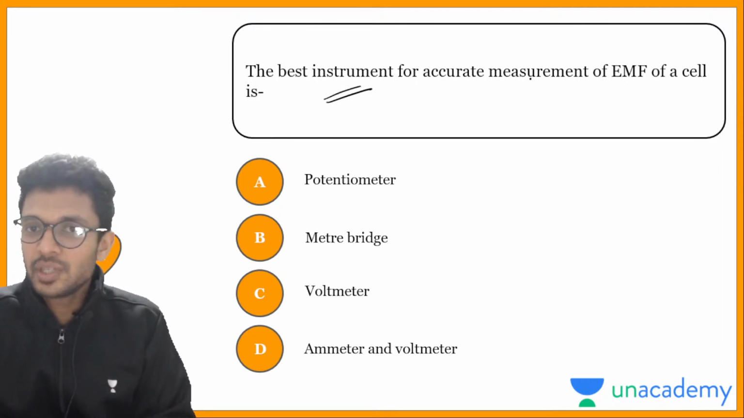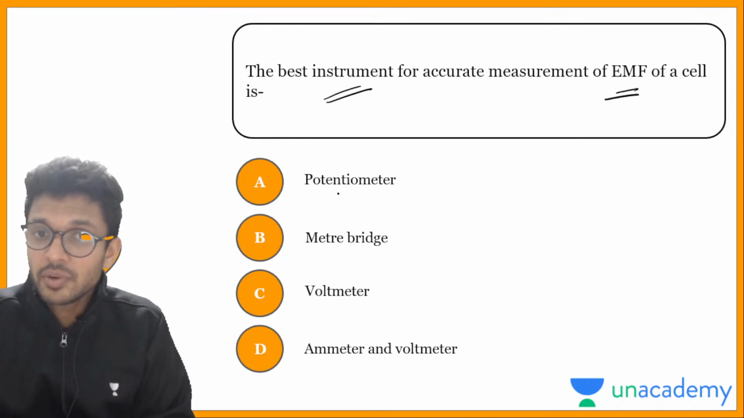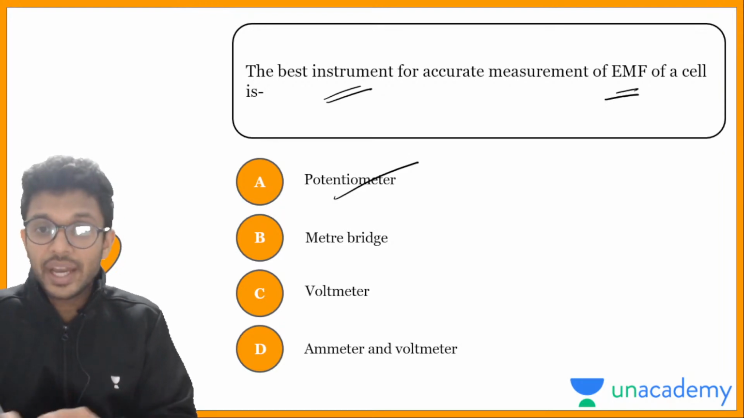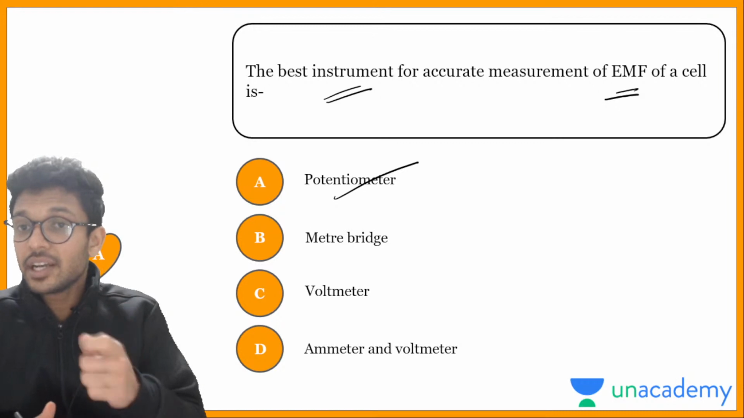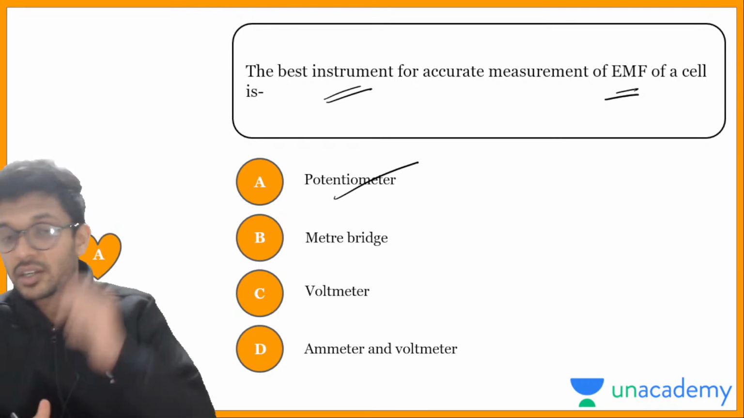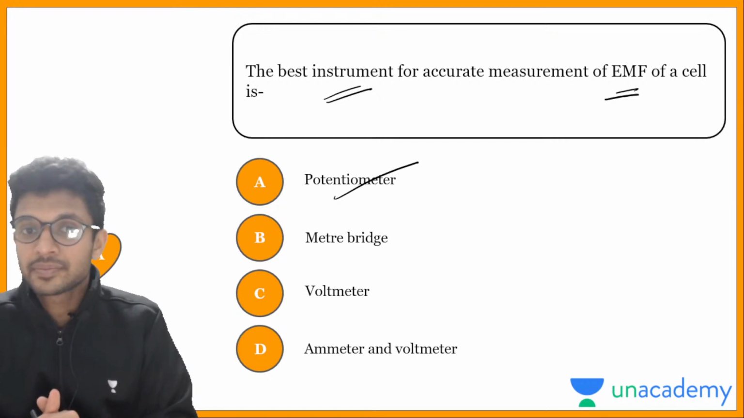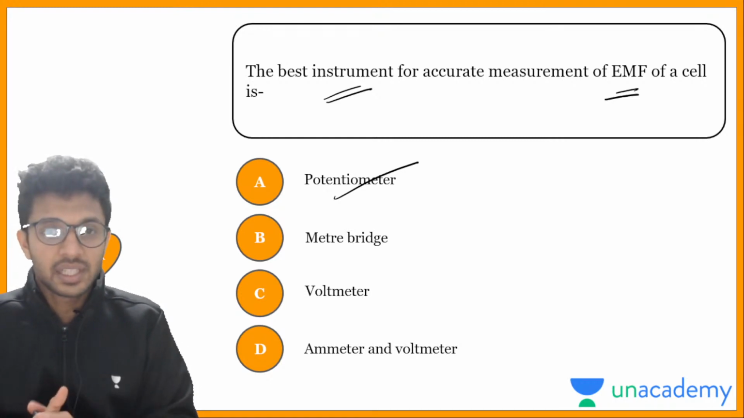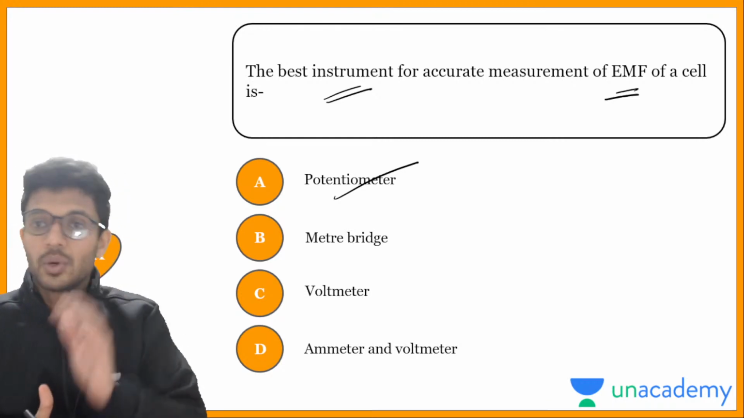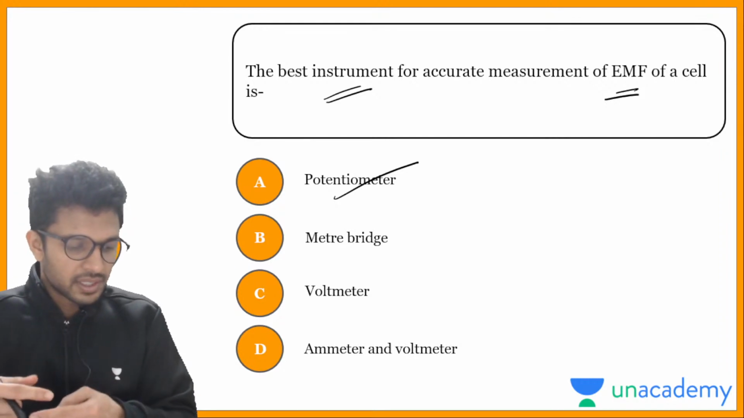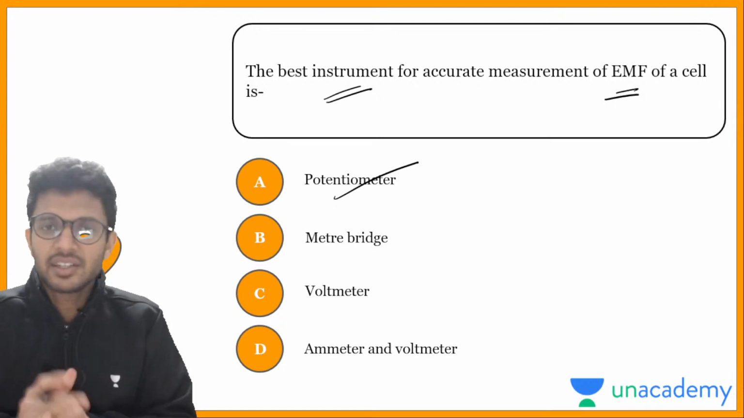The best instrument for accurate measurement of EMF of a cell is potentiometer. Okay? Some will be thinking, so why not voltmeter? Voltmeter cannot read the EMF of a cell. Voltmeter always reads the potential difference of a cell. Now, it is a potentiometer which can only read the EMF of a cell. Okay? Moving on. Everybody knows this. Nothing to do. It's a one-word problem actually.